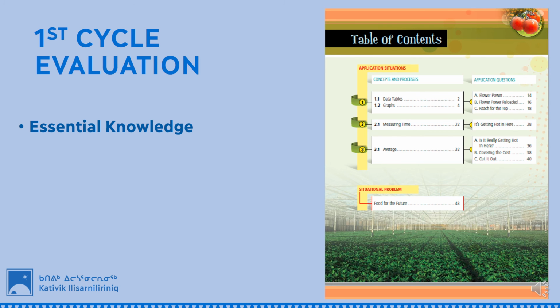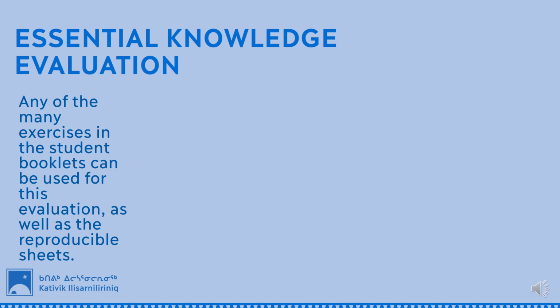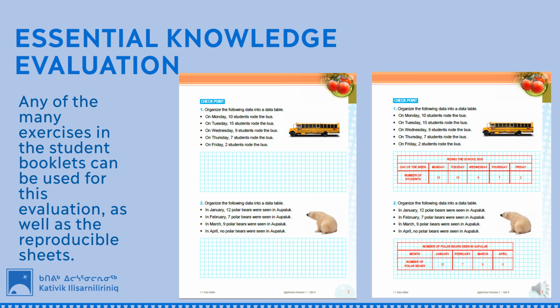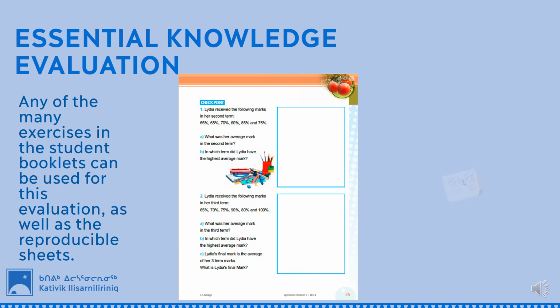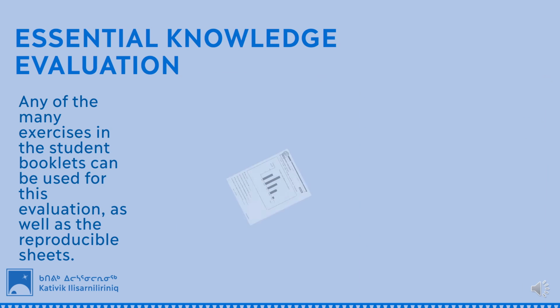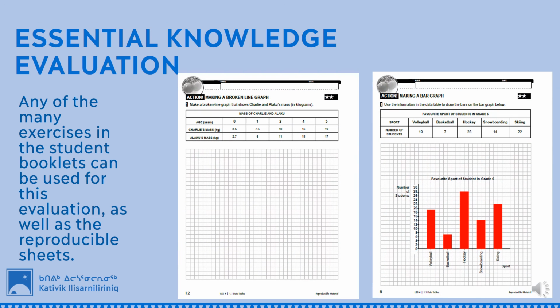The weighting for essential knowledge evaluation is worth 20% of a student's overall mark. You can use any of the exercises in the book, or the reproducible worksheets, or any other materials, activities, quizzes, homework, etc. at your discretion.